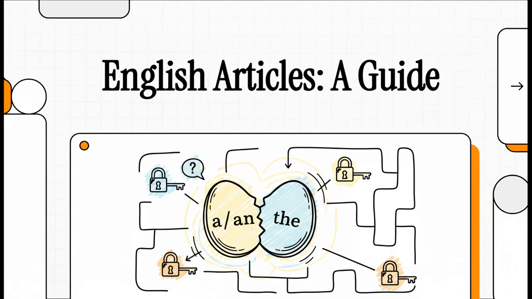All right, today we're going to crack one of the trickiest little codes in the English language: articles. You know, those tiny words, a, an, and the. They can be super confusing, but trust me, by the end of this, you are going to have it all figured out. So let's just dive right in.